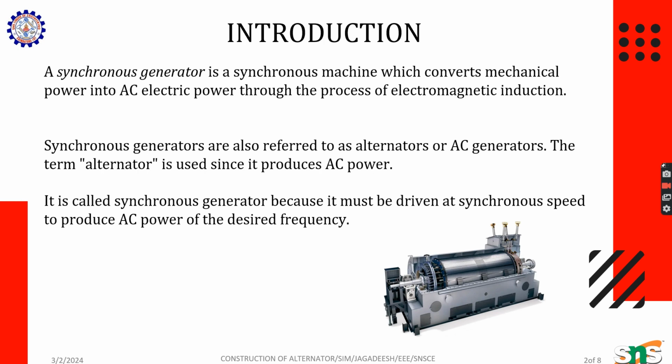In introduction, the synchronous generator is also named as synchronous machine, and it is used to convert mechanical power into AC electric power through the process of electromagnetic induction. Synchronous generators are referred to by different names. It can be called alternators, or AC generators, or synchronous generators. The term alternator came because it produces AC power. So this synchronous generator will be driven at the synchronous speed to produce the desired AC power with the frequency.